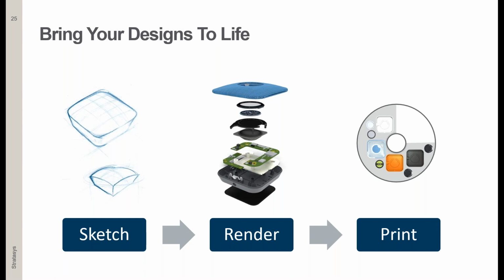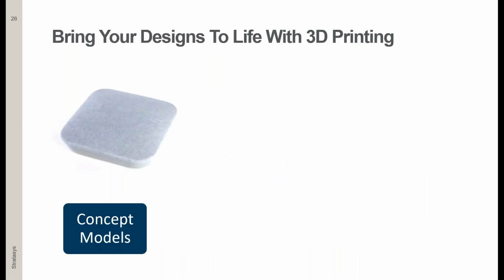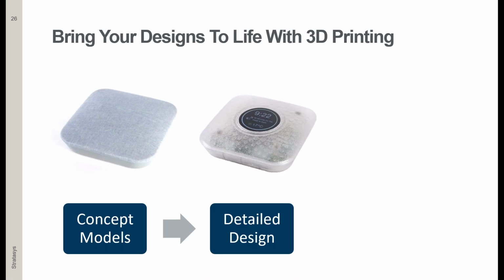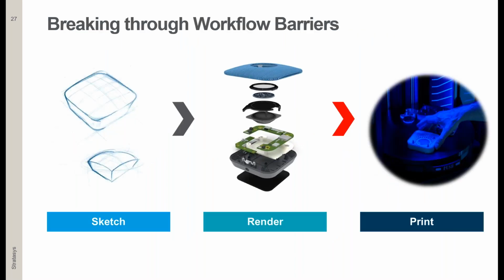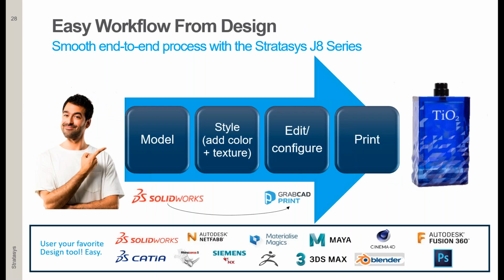So you don't need to make a transparent part in one print and an opaque part in another one. You can combine all these together and have the entire set of parts made in a single go. So thereby what you achieve, concept models or a detailed design model and the final color material finish design. So all these possibilities can only happen with the PolyJet Stratasys 3D printers. So sketch, render, and print. This is exactly why we talk about the workflow.